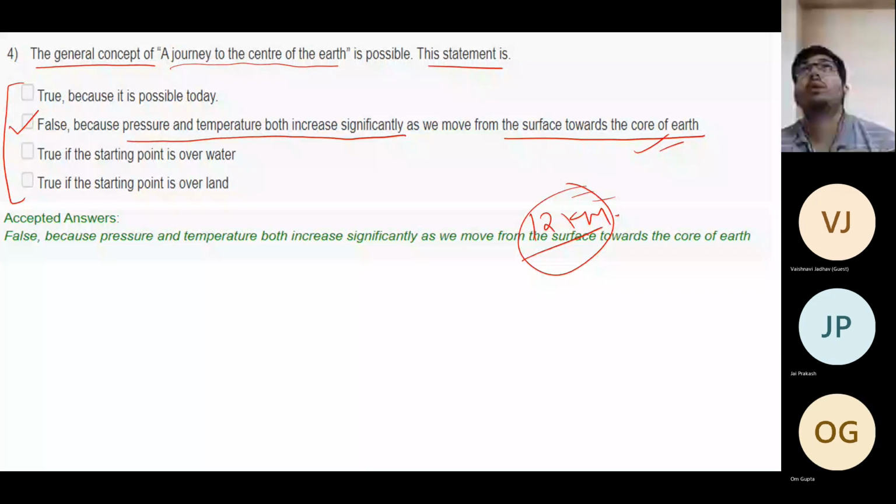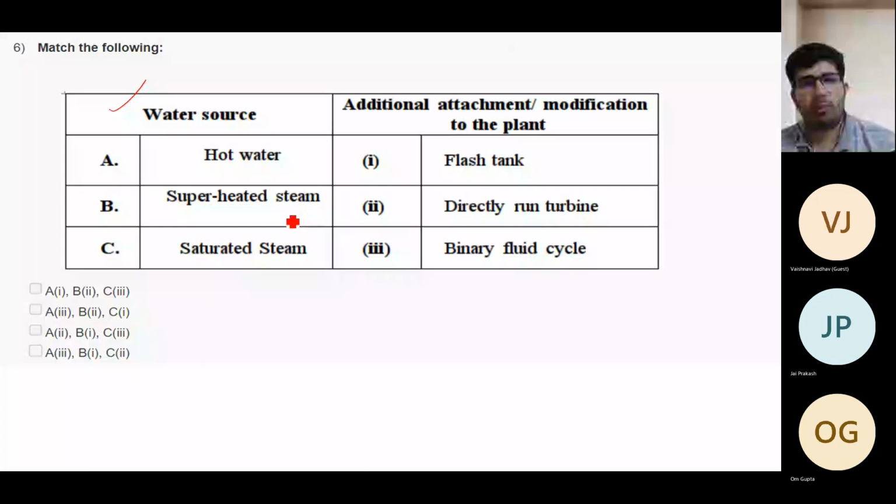Number 6, match the following. You have a water source and an additional attachment or modification to the plant. A is hot water, superheated steam, saturated steam, and the options are flash tank, directly run turbine, or binary fluid cycle.